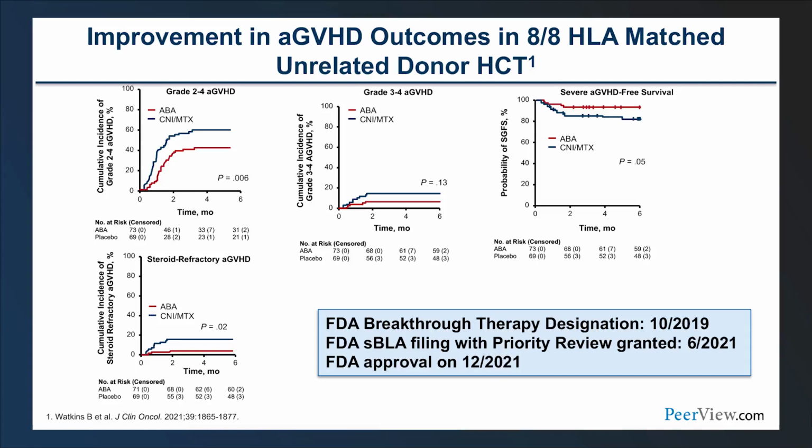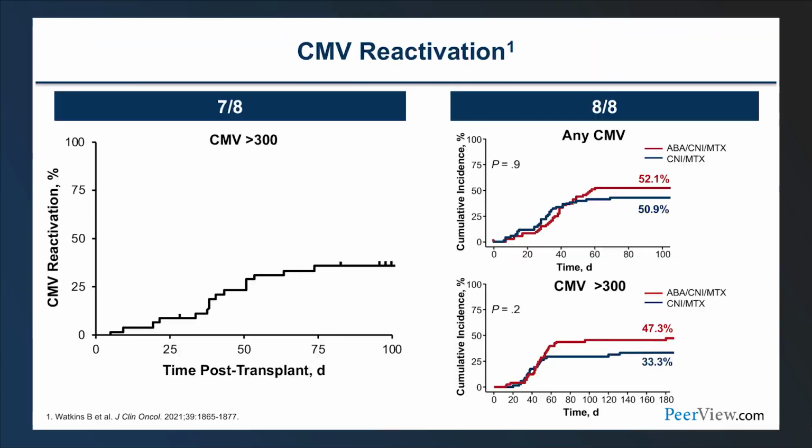Now here is the 8 out of 8 data, which really shored this up. Remember, this was a randomized, double-blind controlled phase 2 study that showed that ABA decreased grade 2 to 4 GVHD. There's a trend for grade 3 to 4 GVHD, statistically improved severe acute GVHD-free survival, and very important to our patients, also improved steroid-refractory acute GVHD. This led to a breakthrough therapy designation in 2019, to a priority review in June of 2021, and FDA approval in December of 2021.